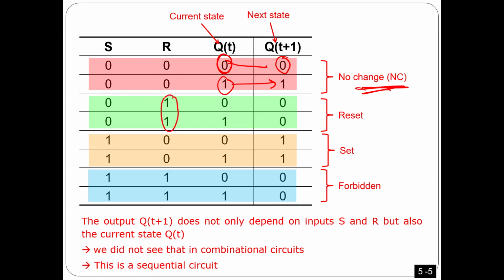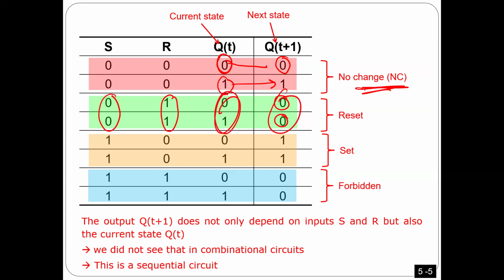But look at this case here. When R is 1 and S is 0, here you are doing reset. That means whether the stored value is 0 or 1, it's going to be reset, no matter what. If it is 1, now it becomes 0. Regardless of what value it is storing, I'm doing reset, and I'm going to get 0.